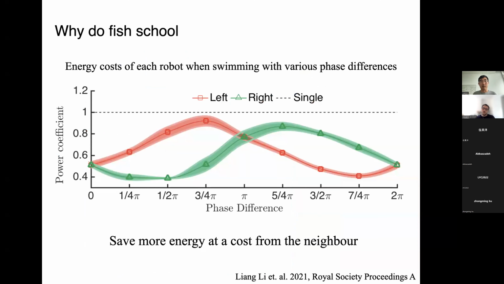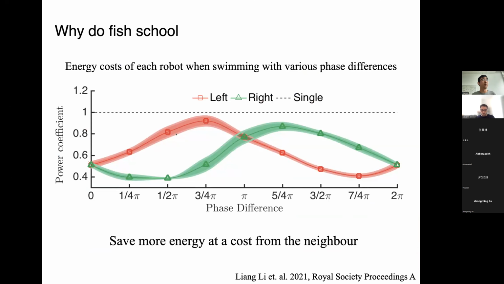We find the power cost of each robot is related to the phase difference between the two robots. At some phase difference, one robot can save maximum energy at the cost of its neighbor. So this is interesting.